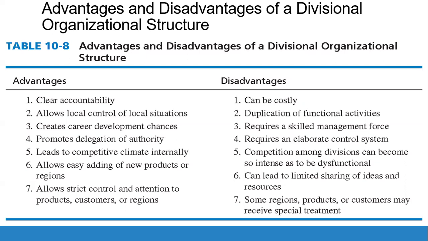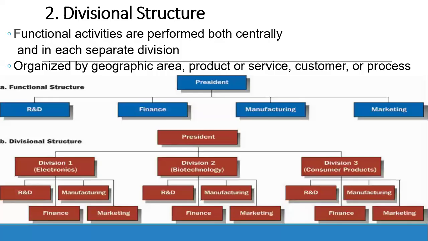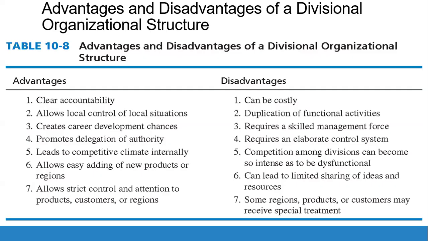Now, the disadvantage is that it can be too costly to run. If you take a sober look at the structure we have over here, under each division, you will be having functional specializations ranging from research and development through manufacturing to marketing. And the maintenance of these specific departments, as you move from one division to the other, is not a child's play. So that is why we say it can be costly.